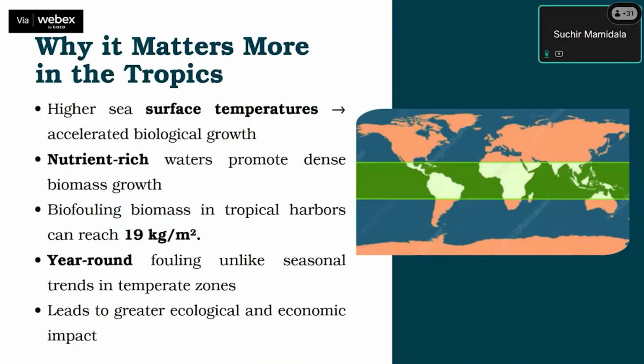So the tropical region between the Tropic of Cancer and the Tropic of Capricorn is highly prone to biofouling due to the warm waters and nutrient-rich coasts, which accelerate organism growth. Fouling rates can be 2 to 3 times higher than in the temperate zones, with Indian ports reporting up to 19 kg per meter square of biomass. For vessels, this can mean 40% more fuel consumption and a 72% higher CO2 emissions, making tropical biofouling a critical issue for cost and sustainability.